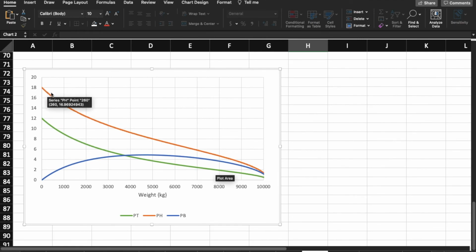Also, when I plot my partial pressures, my pH and my PT tend to decrease at the same slope until the very end. It starts to differ right there, and my partial pressure of benzene increases and then goes back to decreasing. At the very end, my pressure of hydrogen and my pressure of benzene are very close and seem to be similar, but there is a slight difference right there.